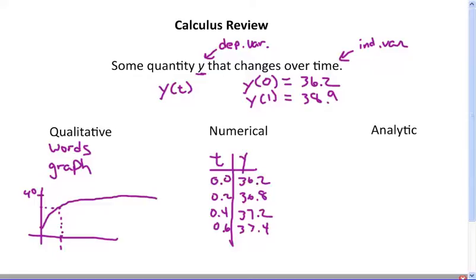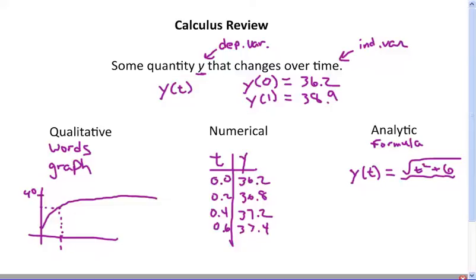And then finally, the third way to describe a quantity that changes over time is what our text calls analytic. What we mean by that is a formula. So there'd be some formula that would depend on time, and you could just plug time in and that would tell you what y is at any given moment. So analytic, or a formula description.